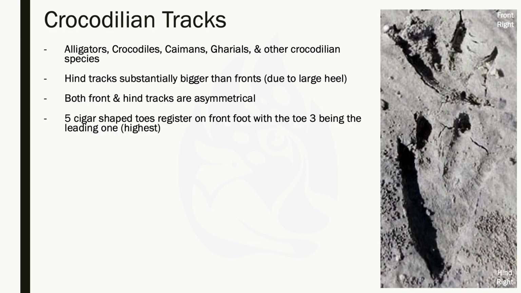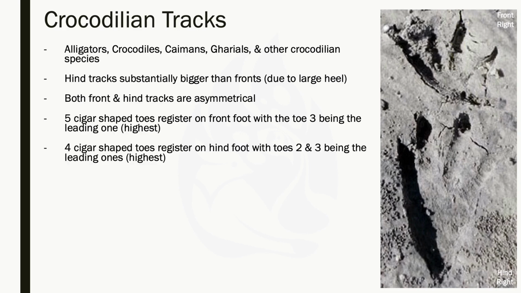The front foot has what we call 5 cigar-shaped toes. It almost looks a little bit like human fingers, except they're more pointed. And the third toe from the center line, again, these are right feet, so if I count from left to right, that would be the third toe. That's going to typically be what we call the leading or the highest toe, and you can see that here outlined in yellow.